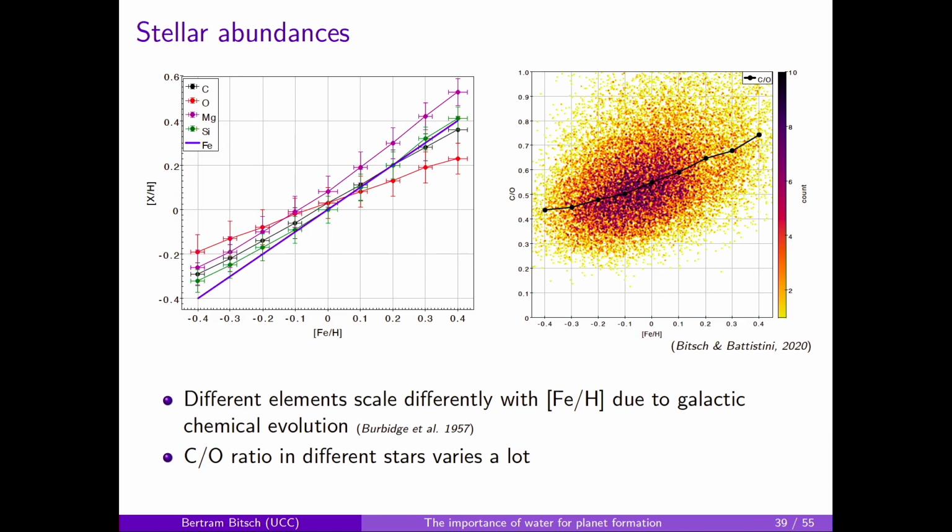But the point here is you see that the C/O ratio varies a lot, right? So if you have a star and you just know the iron content of the star, you don't know what the oxygen and carbon ratio of that star would be. And the question is, of course, what does this actually imply for the chemical composition in disks and also for planets? So let's take a first look at the building blocks of planets.